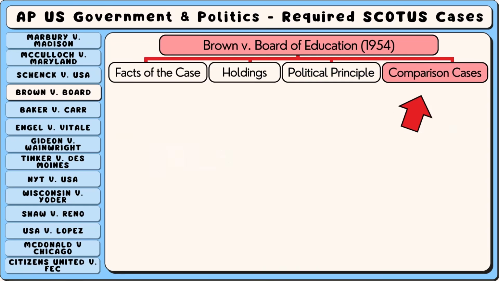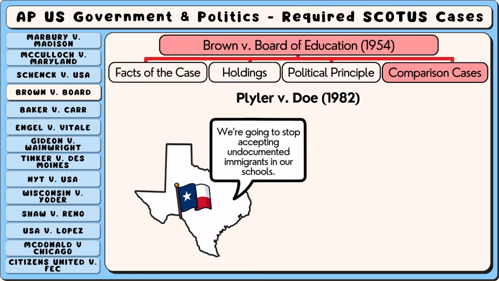Now let's practice comparing Brown versus Board of Education to a non-required case. Let's look at Plyler versus Doe, a case from 1982. This case involved a Texas law that denied public education funding for children who were undocumented immigrants and allowed school districts to refuse to enroll these students altogether.